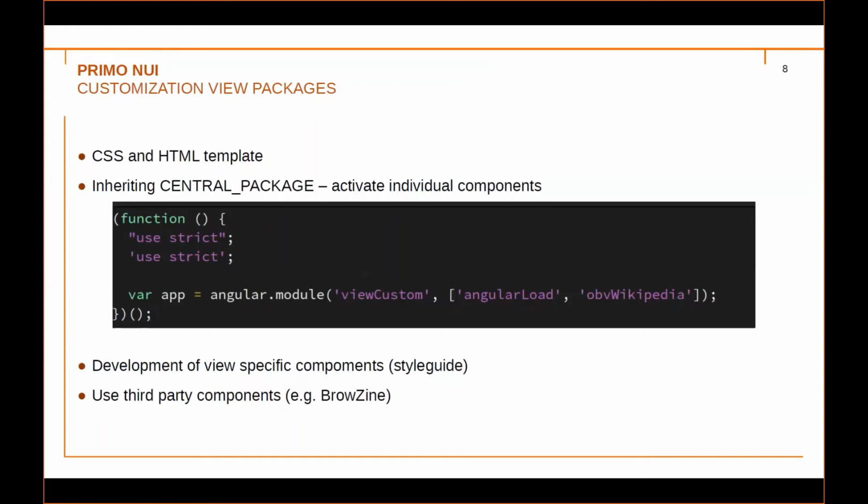And if specific components are needed for a view package, then we follow the style guide, the same style guide which we are using in the central package. So we don't have real problems. The third-party components, they were mentioned already. They may need special attention, but I think the communities are looking and maybe contacting the vendors to be prepared for the upgrade. So I don't think these components will not be ready when the Angular upgrade is done.